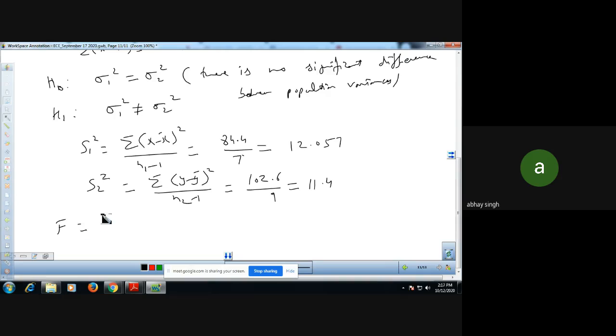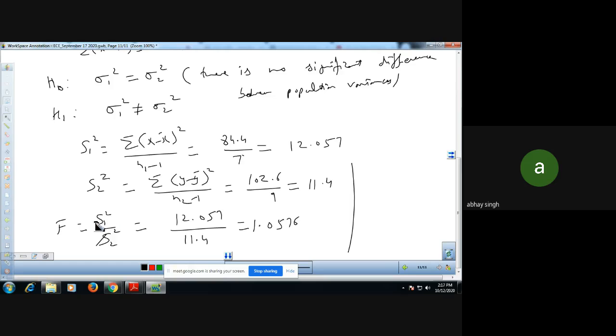Under H naught, we can compute the value s1 square divided by s2 square, and after computing, you will be able to test the significance level. So this is 12.057 over 11.4, and this comes out to 1.0576.